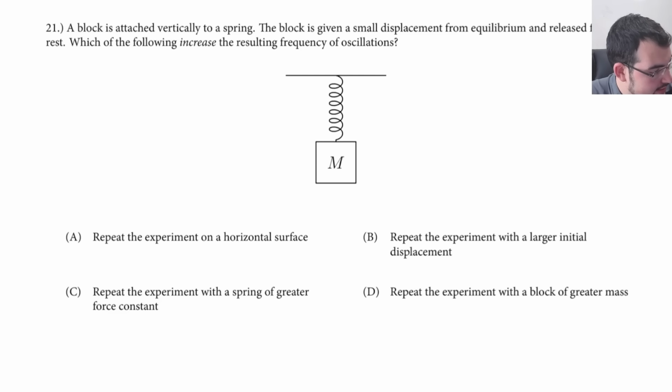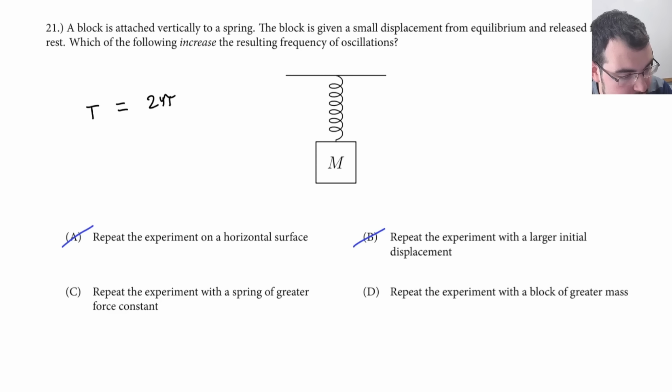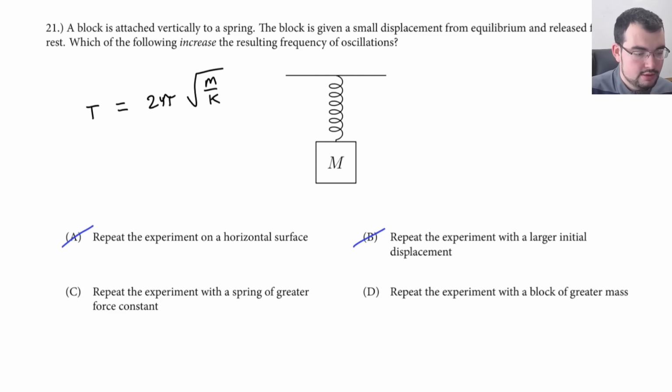So these two are out because it's only physical properties of the mass spring system that affect period. And it's more easy to see this because this is what we get from the formula sheet. T is 2 pi square root m over k. Nowhere in here does it say displacements. So the period is only affected by m and k. So I know it's going to be one of those two.